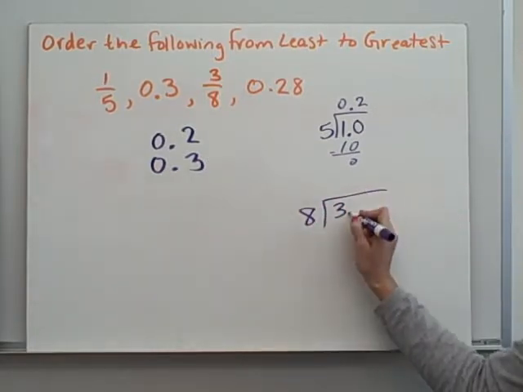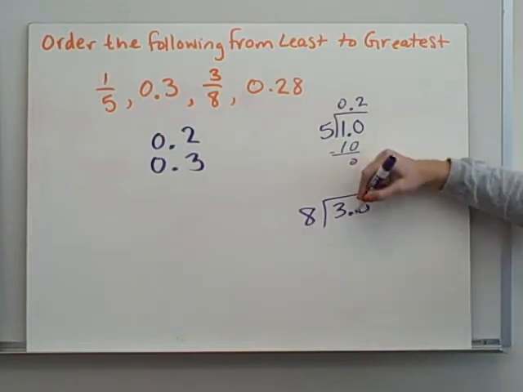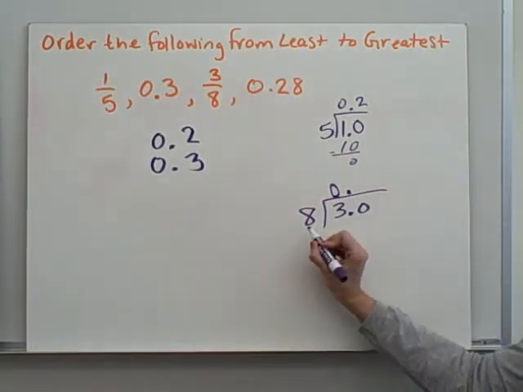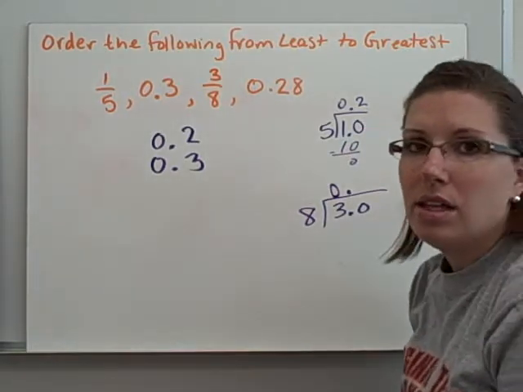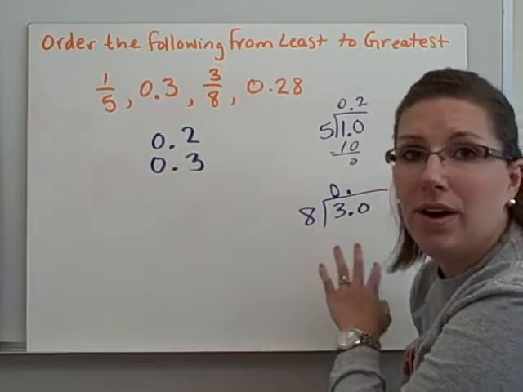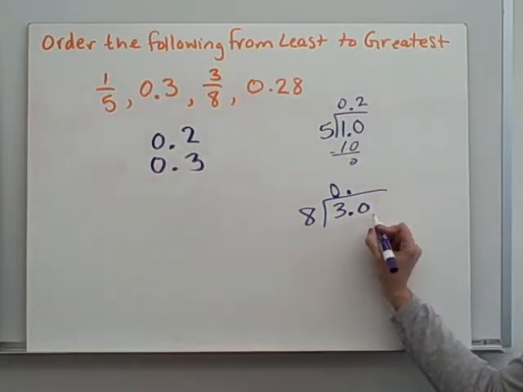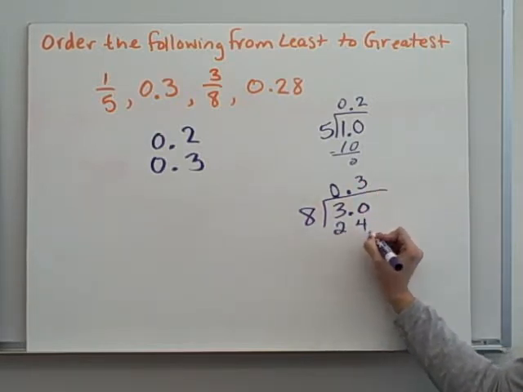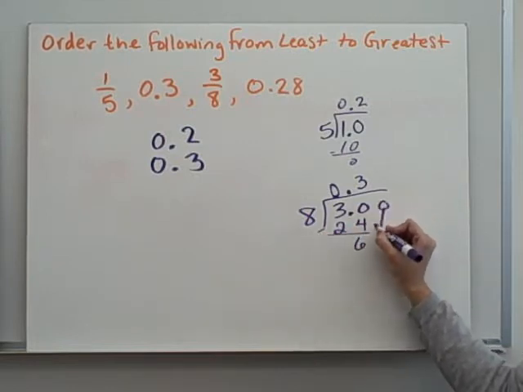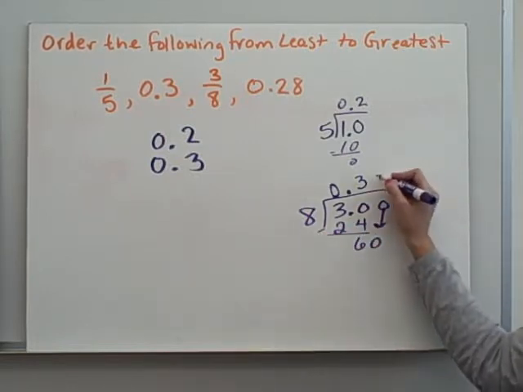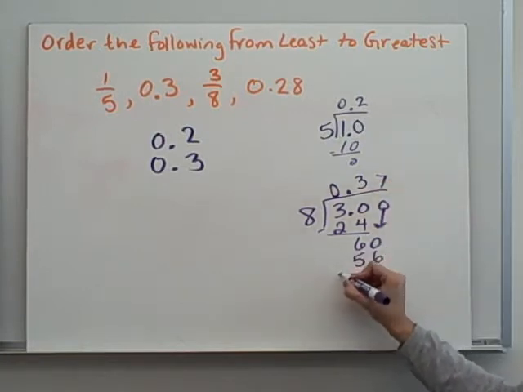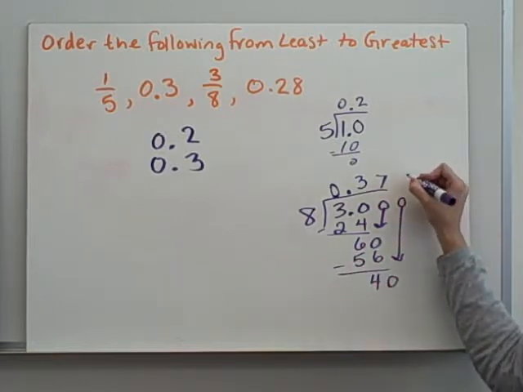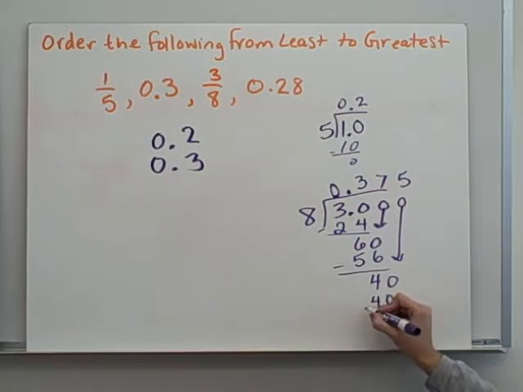8 cannot go into 3, so I have to make it 30. Make sure you put your decimal up here and a 0 above the 3 representing that 8 cannot go into 3. That's so we don't get mixed up with our place value. 8 can go into 30 3 times. 3 times 8 is 24. I subtract, I get a 6. Add a 0, bring it down. 8 goes into 60 7 times. 7 times 8 is 56. I'm left with 4. I've got one more 0 to bring down, and 8 goes into 40 5 times.